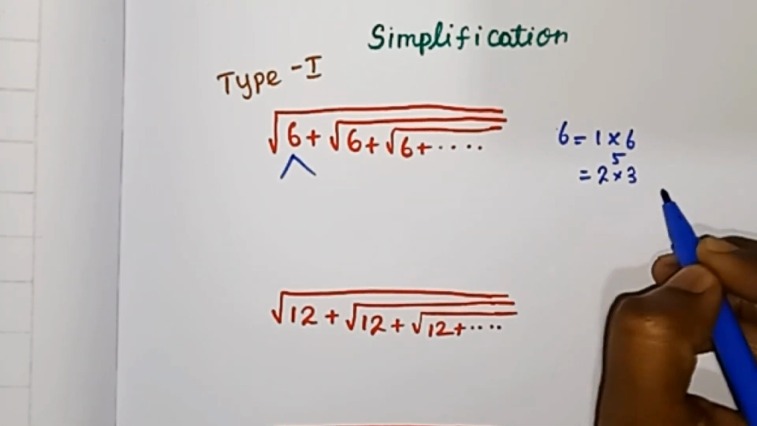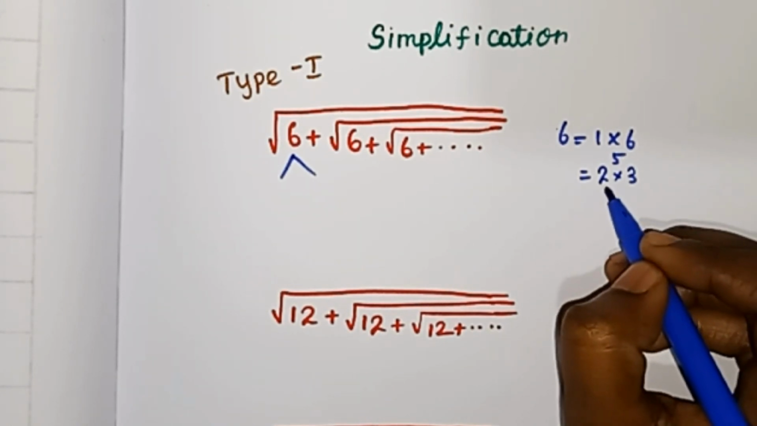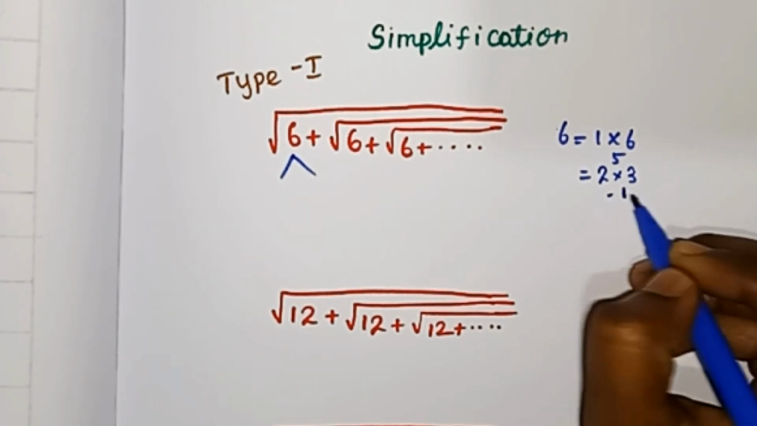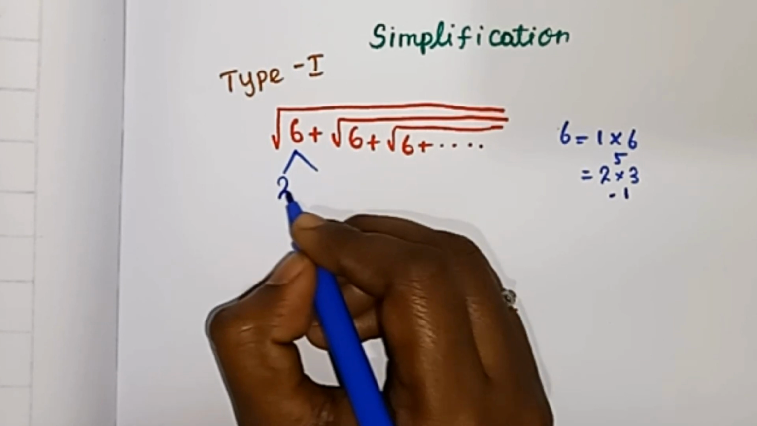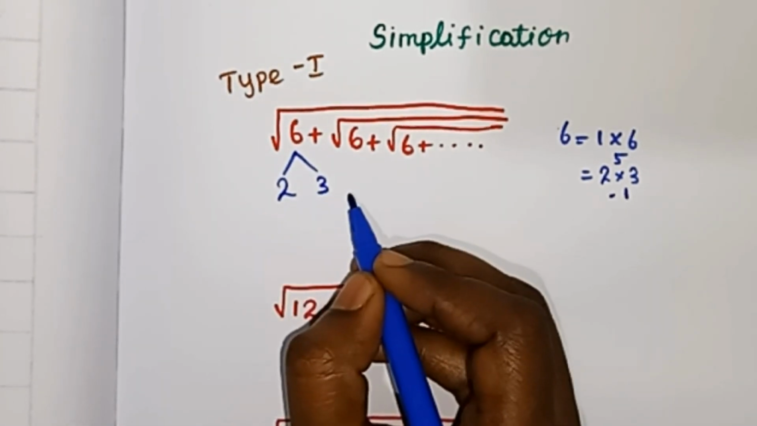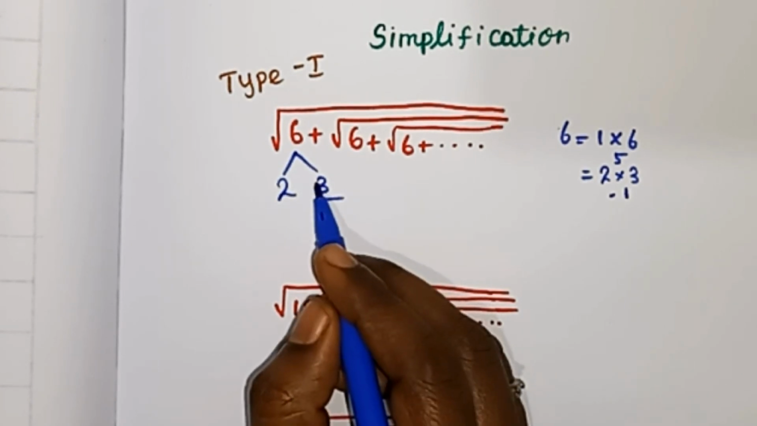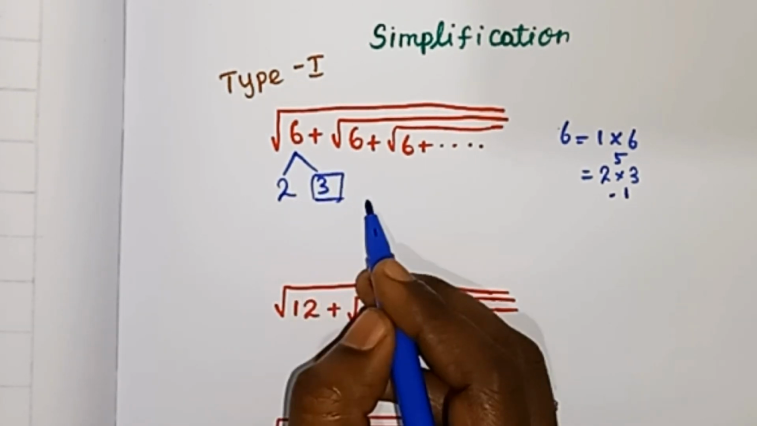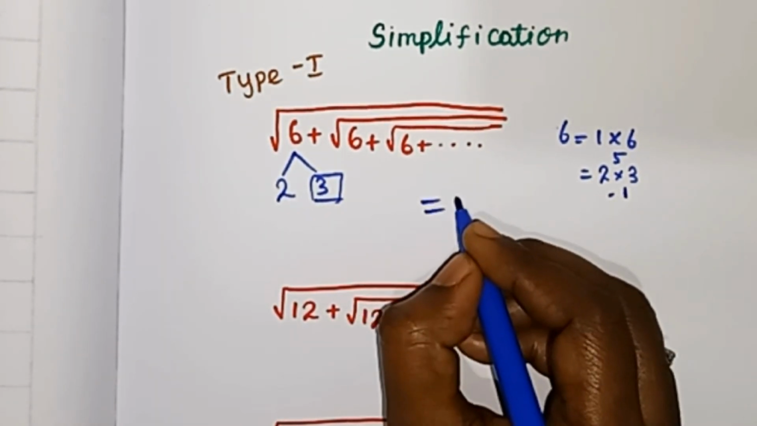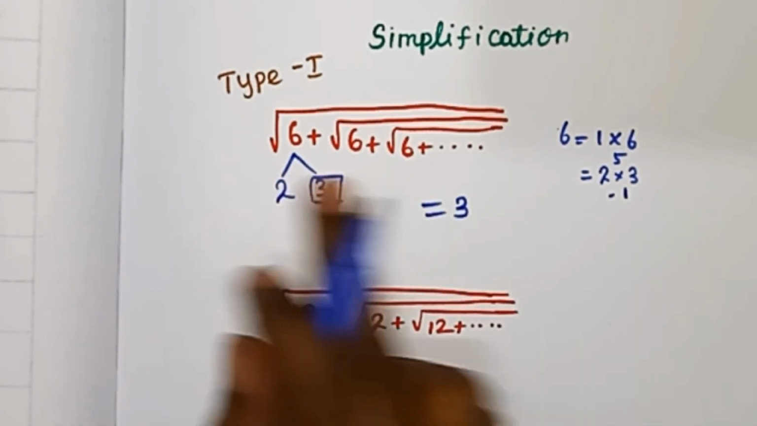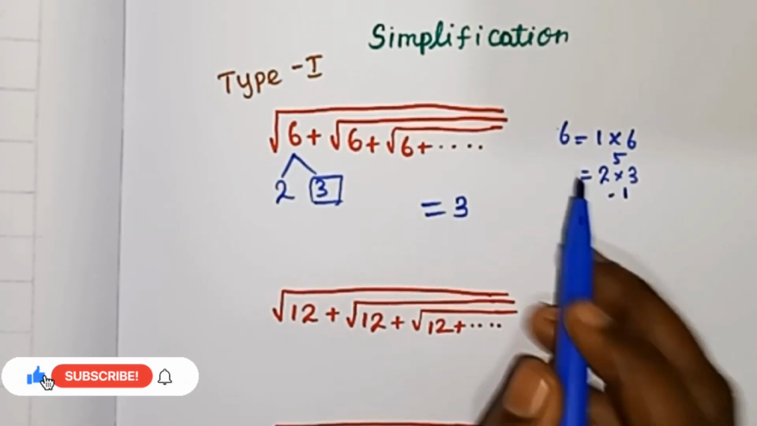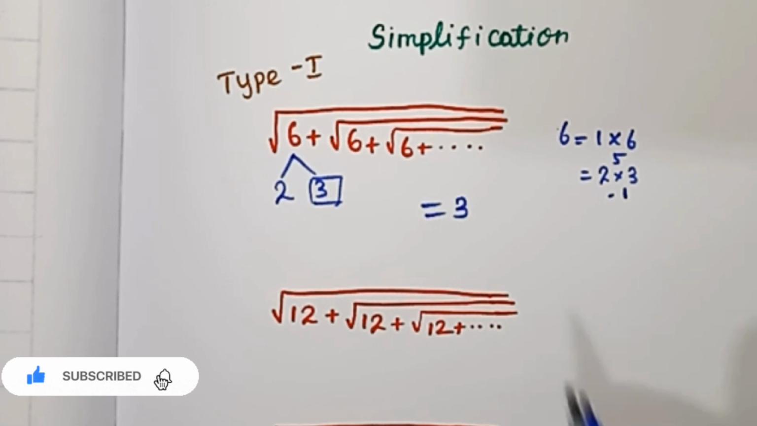2 threes are 6. So these are the factors. The difference is 1. So 2, 3. Plus means you have to take the biggest number. The biggest number is 3. So the answer is 3. First you have to find the factors. The factors difference must be 1.